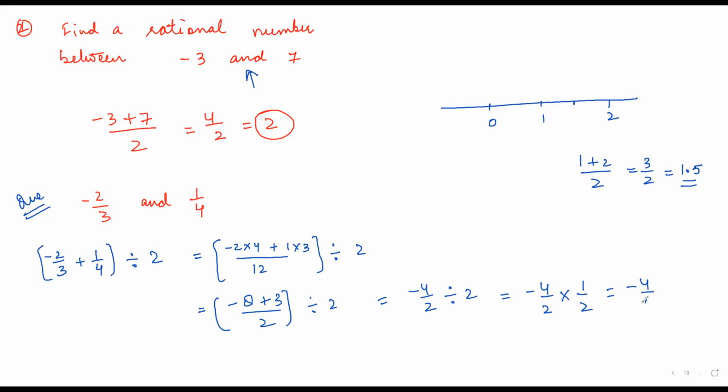Have I done it right or have I made some mistake? Minus 3, it should be 5, isn't it? And it was 12, right? Yes. So ultimately I'll get minus 5 by 24. So minus 5 by 24 is the number which will fall between minus 2 by 3 and 1 by 4.